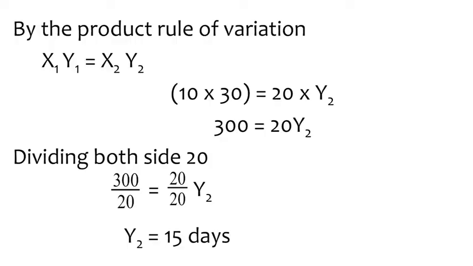By the product rule of inverse variation, that is x1 y1 equals x2 y2. When we substitute 10 for x1, 30 for y1, then 20 for x2, we have 10 times 30 equals 20 times y2. Remember, y2 is unknown, it is what we are going to find. Then 10 times 30 is 300. And 20 times y2, we have 20 y2. So the equation will be 300 equals 20 y2.